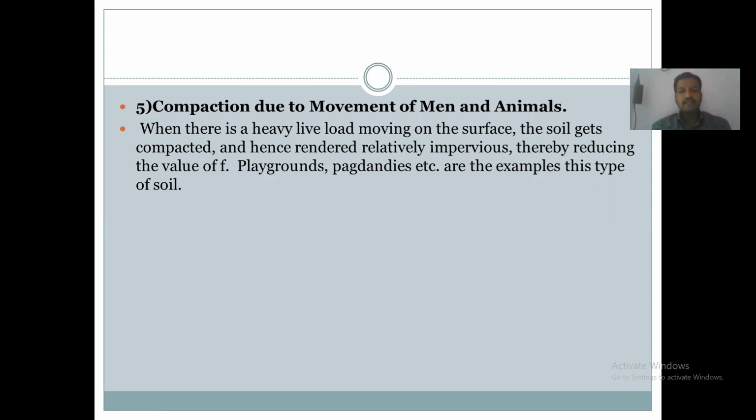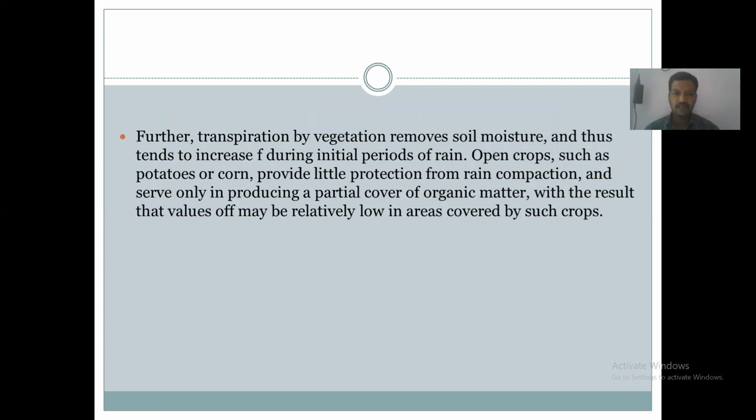The places where there is continuous movement of men and animals and transportation of vehicles, there is compaction of the soil layer. So this is also responsible for reduction in the infiltration capacity. Understood?